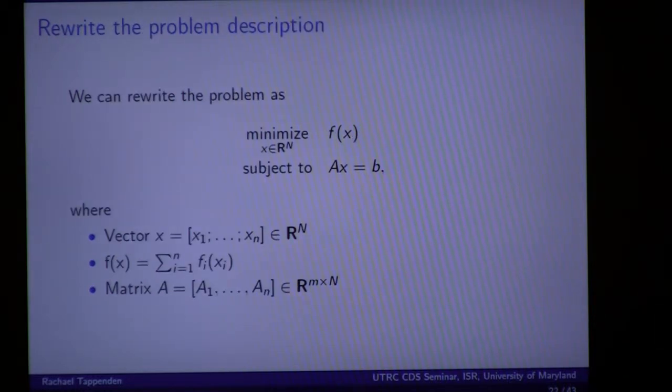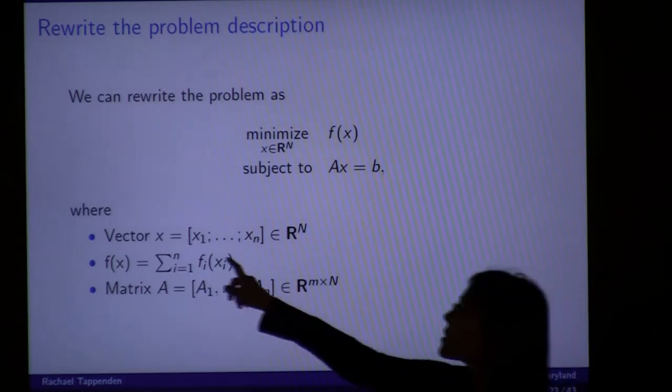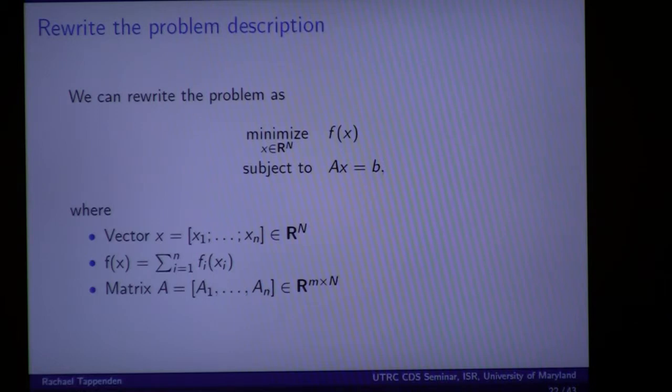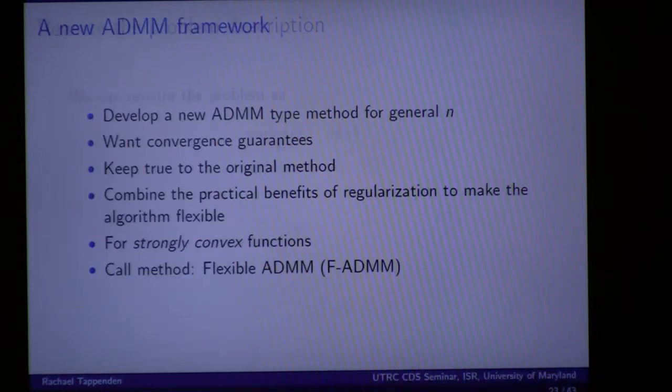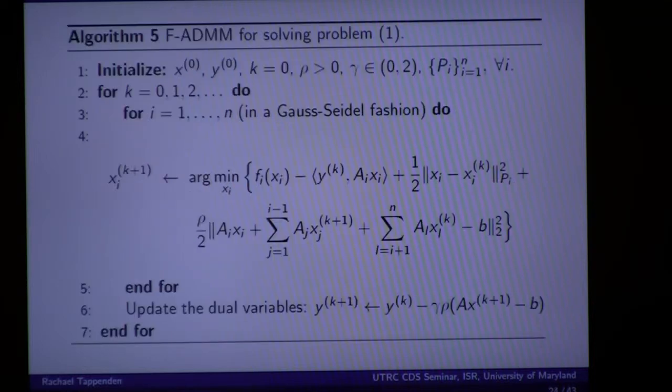Okay, so we can rewrite this problem if we wanted to. All I really want to say here is that we've got this super variable x, made up of all our blocks x1 to xn, and this super matrix A that's made up of all our component matrices. I want to develop a new type of ADMM method. We want to have some kind of convergence guarantees, and in some sense keep true to the original method. But something that is really nice with that Jacobian method is this regularization, so I also want to incorporate some kind of regularization in the method. It's going to be called flexible ADMM for reasons that will become clear soon. So here is the algorithm.